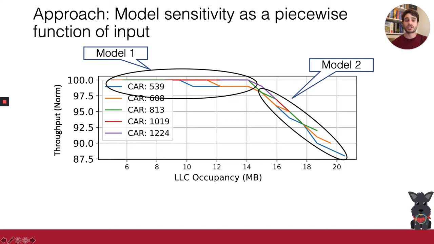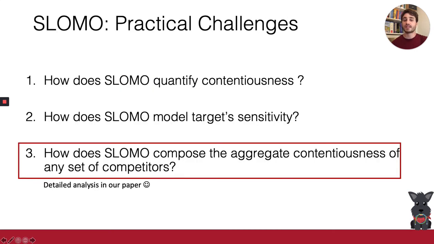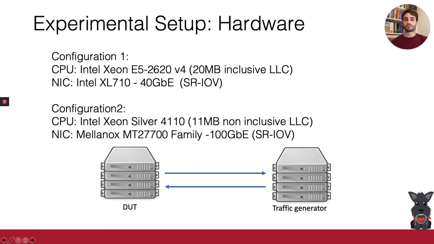Fortunately, the machine learning literature provides us with a broad class of techniques to achieve that goal, called ensemble methods. We choose a well-known technique called gradient boosting regression. Finally, for the final challenge, regarding contentiousness composition, I urge you to read the detailed analysis in the paper. Before we conclude this talk, let us take a look at some key evaluation results.